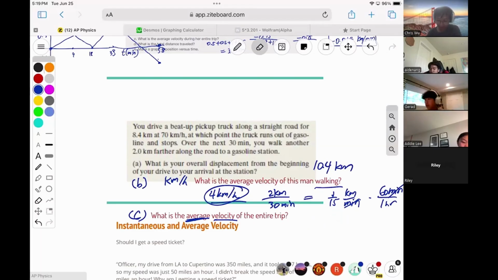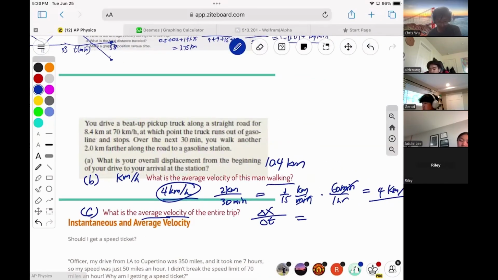So therefore, the way to solve average velocity is to go back to the definition of what the average velocity is, which is the total displacement over total change of time. Do we know the total displacement? Yes, we know. We solved it in part A, 10.4 kilometers. But do we know what the total time is? I don't. Well, I know the second half of the journey is 0.5 hours, but do I know the first one? I do not.